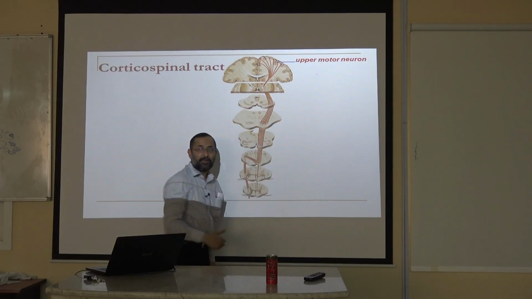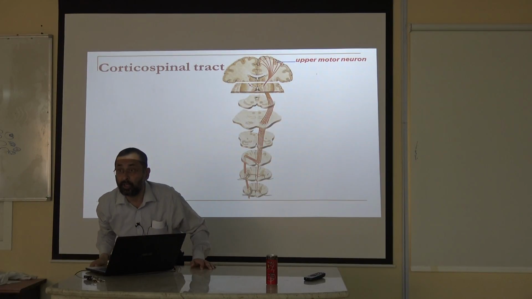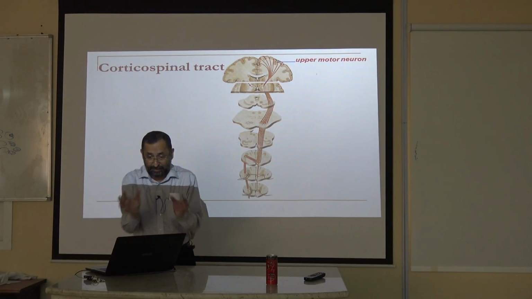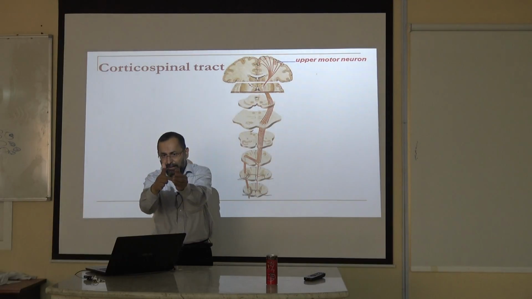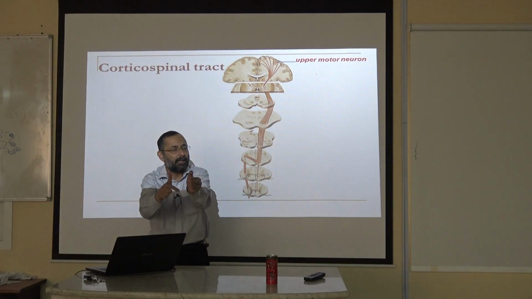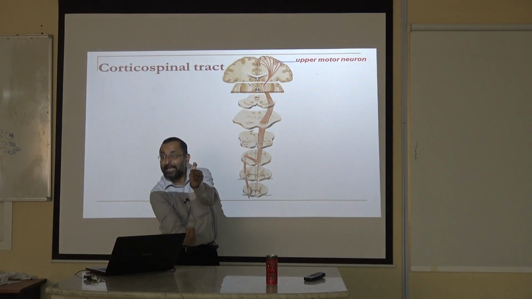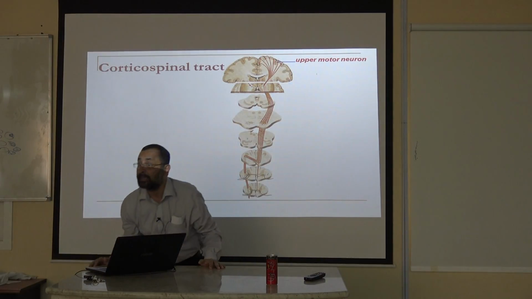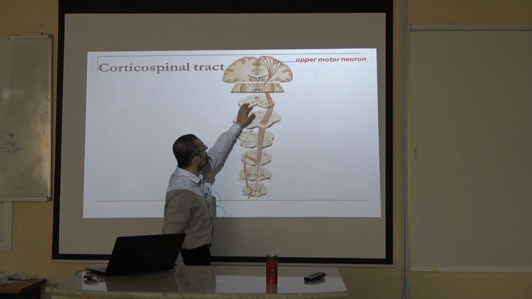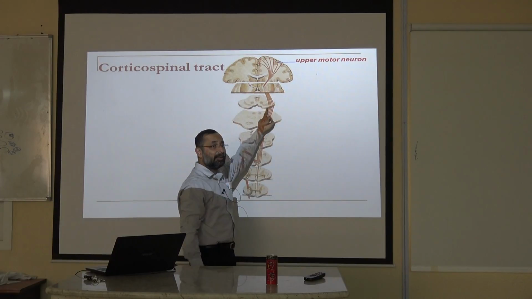This area through which it is passing is called the internal capsule. What do you call it? Internal capsule. In the cerebral hemispheres, in both hemispheres, there is one white V-shaped area. So the tract is passing through this V-shaped area. That is the internal capsule. After passing through the internal capsule, now it will pass through the midbrain.